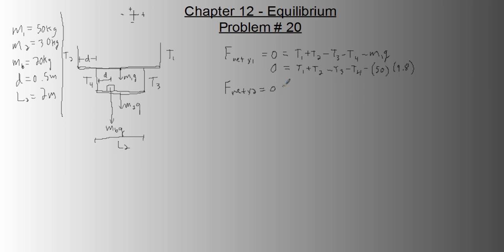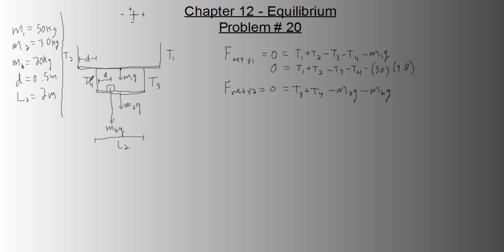F net y2 is 0. What are the forces acting on bar 2? Well, we have T3 and T4 pulling up, so that's positive, T3 plus T4. And we have two weights pulling down. We have M2G pulling down, so that's minus M2G. And we also have the weight of the block pulling down, minus MBG.